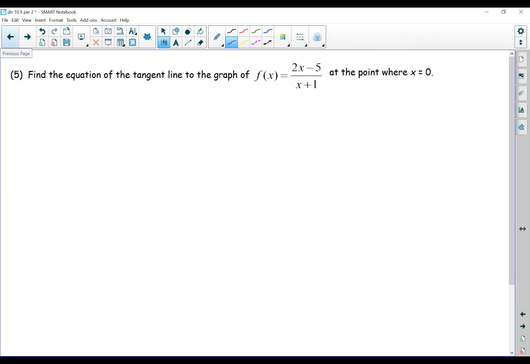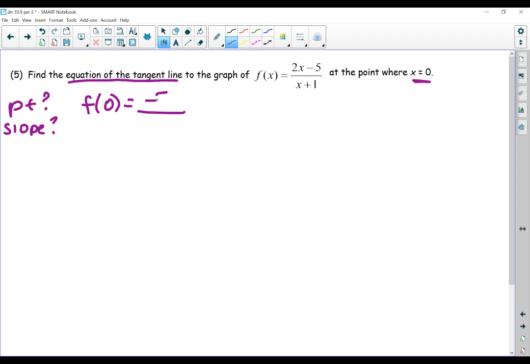Find the equation of a tangent line to the graph f of x equals 2x minus 5 over x plus 1 at x equals 0. Okay, so I see equation of the tangent line, and I'm thinking, do I have my point? Do I have my slope? Okay, this is my little checklist. All right, I need the point. So I'm going to find f of 0 to get my point. So if I plug in 0, I get out negative 5, so my point is 0, negative 5.